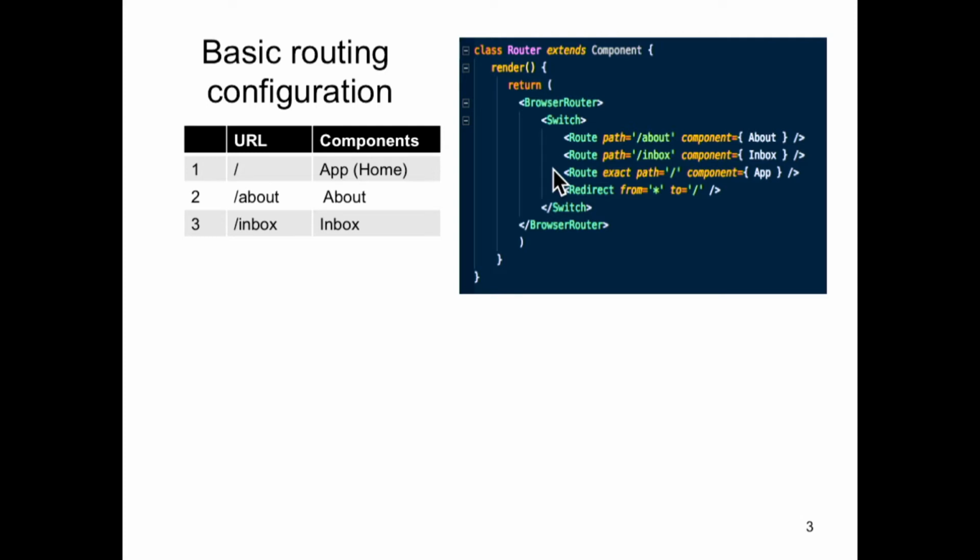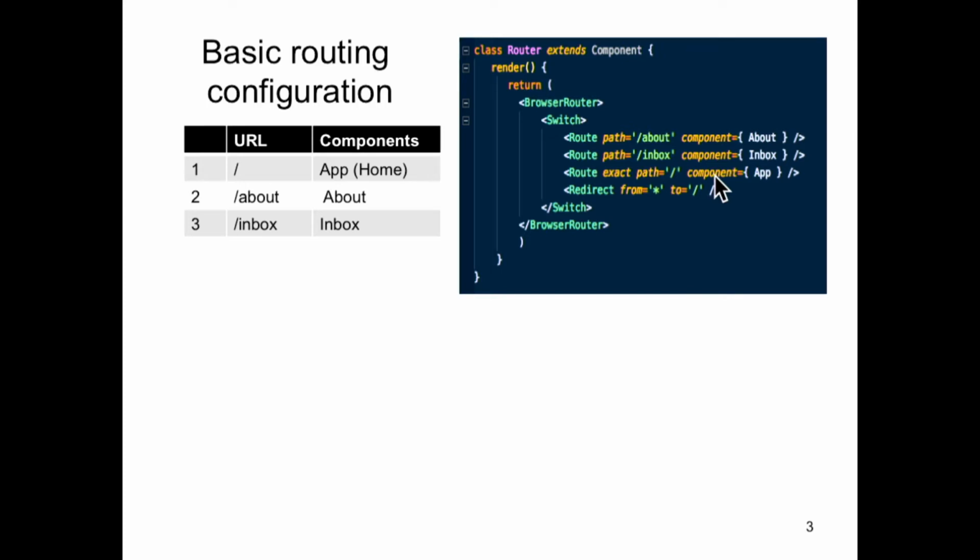The way we read this, you could almost make sense of it, even though you haven't seen any of this stuff before. What it's saying is that if the URL path is this, then mount the about component onto the DOM. If the URL path is this, mount that component. If the URL path is exactly this, mount that component. And then we've got the default one, which is catching everything else really. So if the URL in the browser is none of the above, then it will automatically send you to the root path, which means it loads up the app component for me.